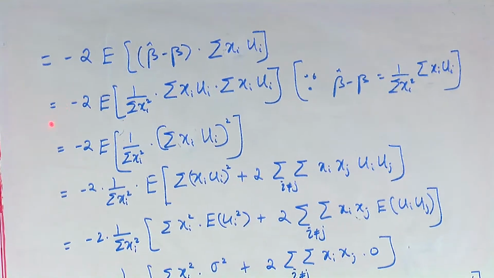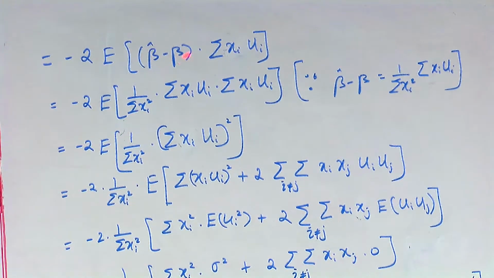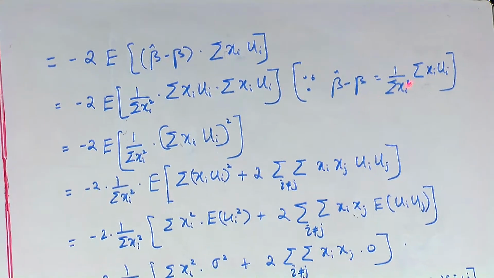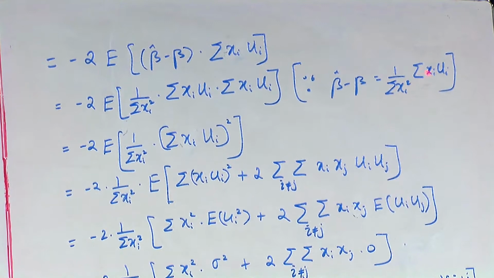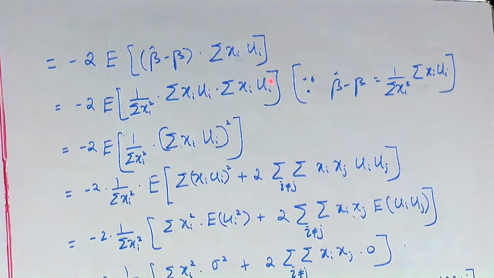So we continue the reduction: minus 2 into expectation of beta hat minus beta into sigma xi ui. We already know this beta hat minus beta from our earlier session. We derived this is nothing but 1 by sigma xi square into sigma xi capital ui. So we may substitute this value here, and we get 1 by sigma xi square into sigma xi capital ui into xi capital ui.